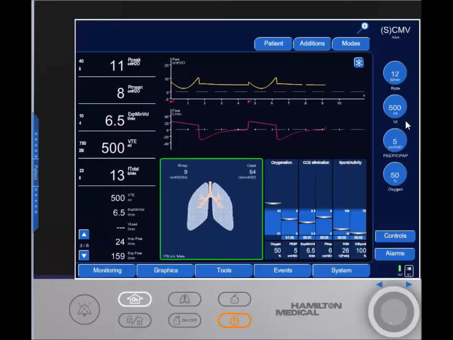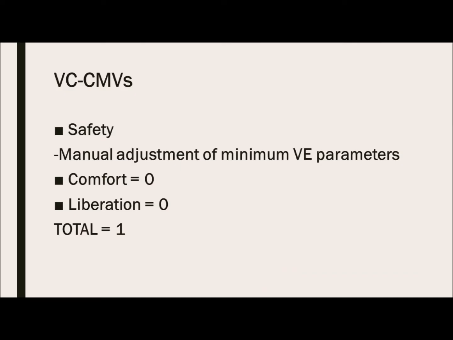And does the mode actually initiate any weaning of support? And as you can see, it does not. And lastly, does the mode recommend liberation? The mode in no way recommends liberation. Volume control CMV with set point targeting is a simple to use mode of mechanical ventilation. However, in regards to the goals of mechanical ventilation, it has little to offer.